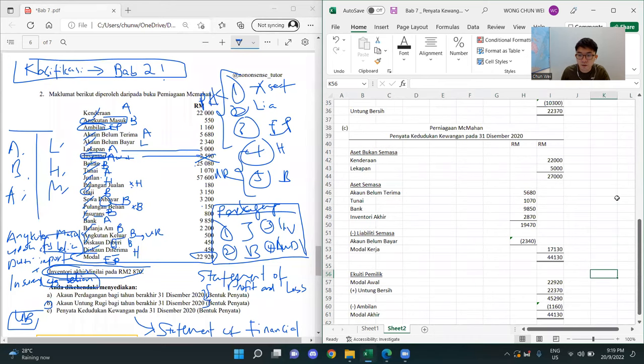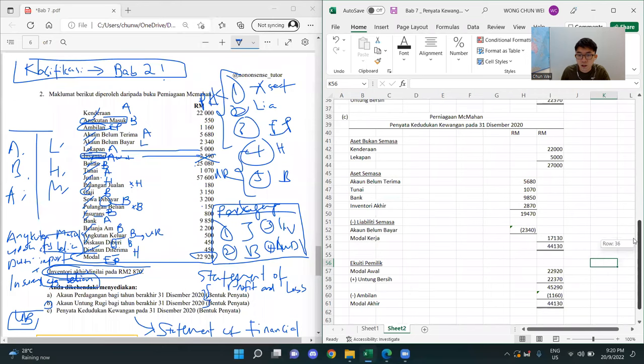Are you guys clear? Alright, so give you 2 minutes to finish this. Okay. So if you sudah siap, you give me a C in the chat box. So sudah siap, you give me a C. Okay, 2 minutes to 9:22.